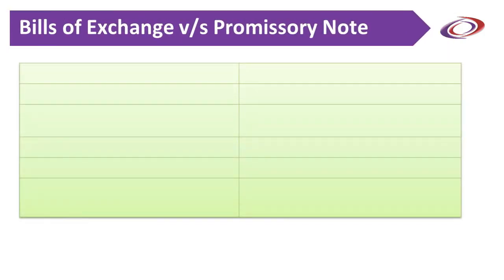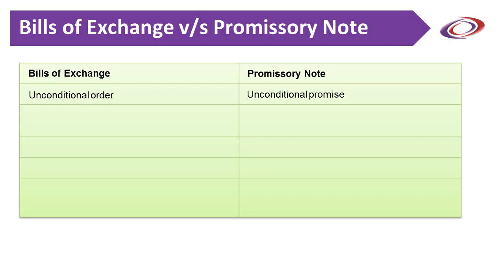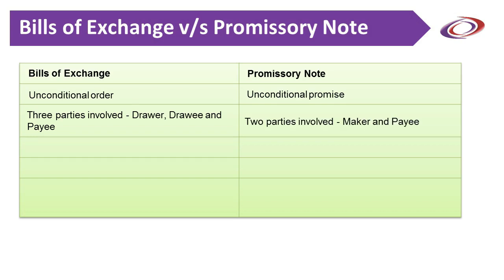Now, what's the difference between the two? Let's take it one by one. On one hand, bills are an unconditional order to pay, whereas promissory notes are an unconditional promise to pay. There are three parties involved in bills of exchange: drawer, drawee, and payee. Whereas there are only two parties involved in promissory notes: maker and payee. Bills of exchange is drawn by a drawer who is actually a creditor who will receive the money, right?